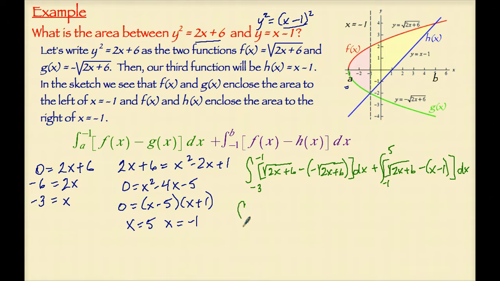When we simplify these integrands, we'll have the integral from -3 to -1 of 2 square root of 2x plus 6 dx, plus the integral from -1 to 5 of the square root of 2x plus 6 minus x plus 1 dx.